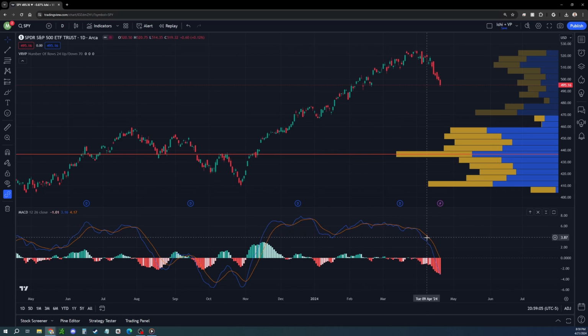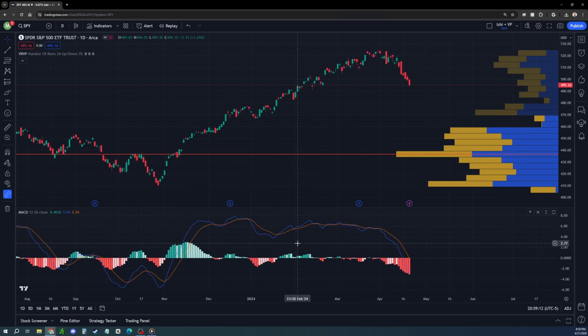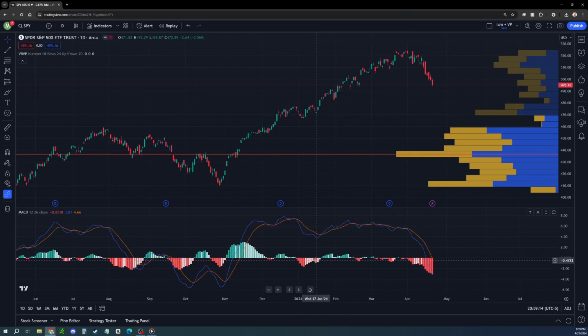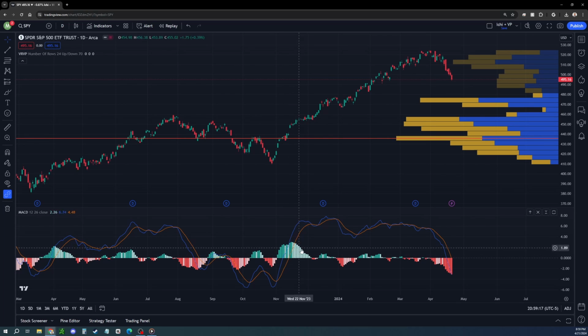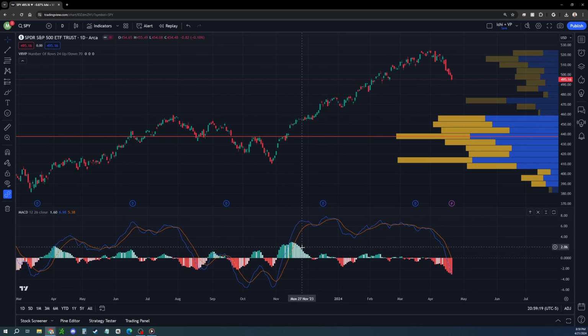Lastly, the histogram, which is the bar chart plotted on the graph, visually represents the speed of the price movement. A growing histogram suggests an increase in momentum, while a shrinking histogram can indicate a slowdown in momentum.